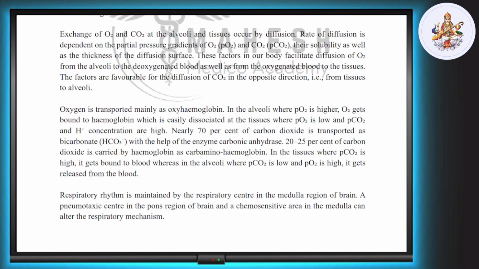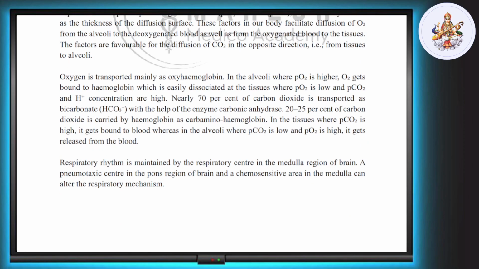How is carbon dioxide transported? Now this is interesting. 70% as bicarbonate ion formed with help of an enzyme called carbonic anhydrase. 20 to 25% as carbaminohemoglobin, where CO2 directly binds to hemoglobin. The rest is dissolved in plasma. In tissues where carbon dioxide is high, it moves into the blood. In lungs, where carbon dioxide is low, it leaves the blood.